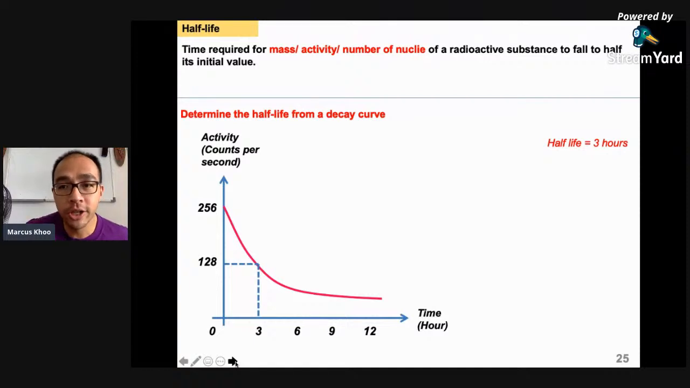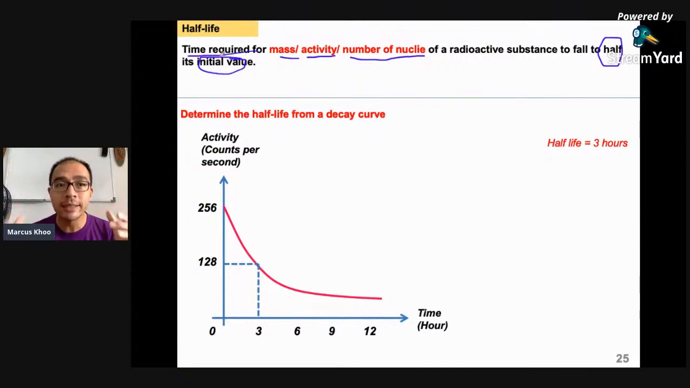Next thing we need to talk about is half-life. This is the second part of today's lecture, webinar. Half-life is defined as the time required, how much time you need, for the mass or the activity or the number of nuclei of a radioactive substance to fall to half of its initial value. Now, this is a very loaded definition.